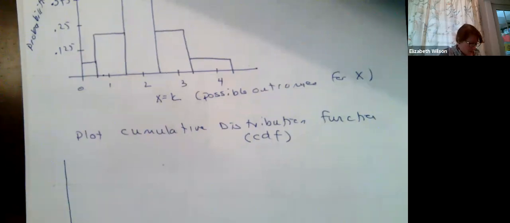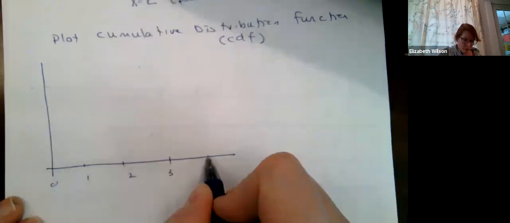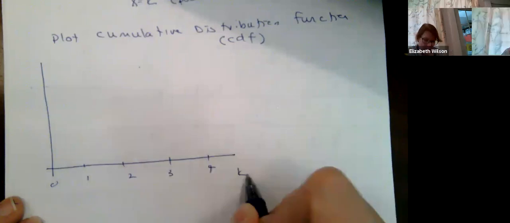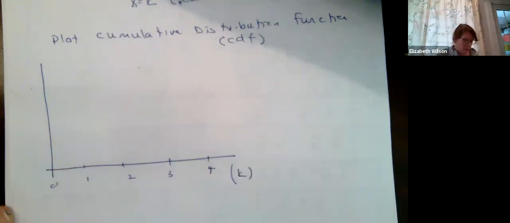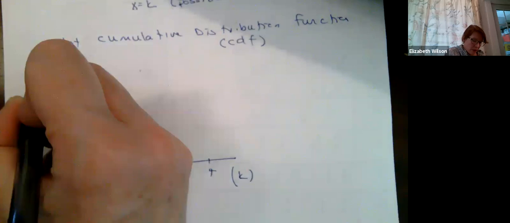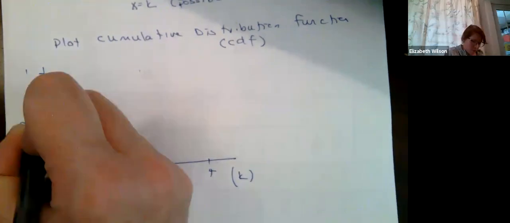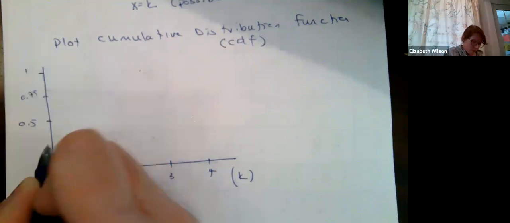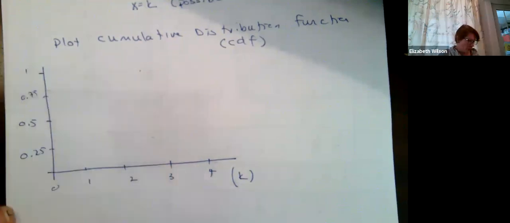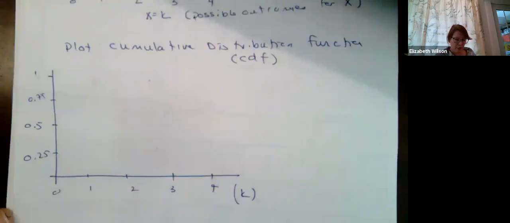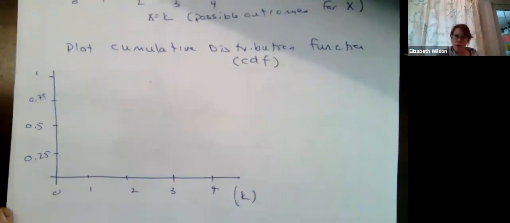This is going to go 0, 1, 2, 3, 4. Okay, this is our k value, what our possible outcomes can be. This is our running total of probabilities. So you can set up your y-axis how you feel like. This is our outcome. These are our running total, a cumulative sum of probabilities.